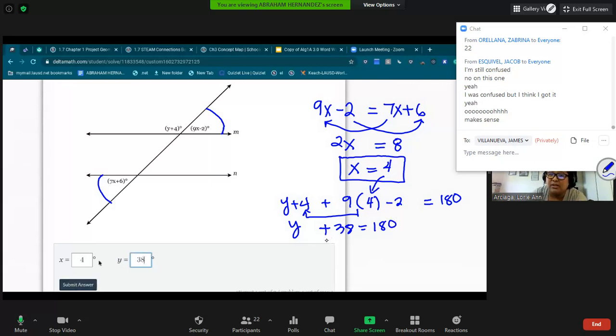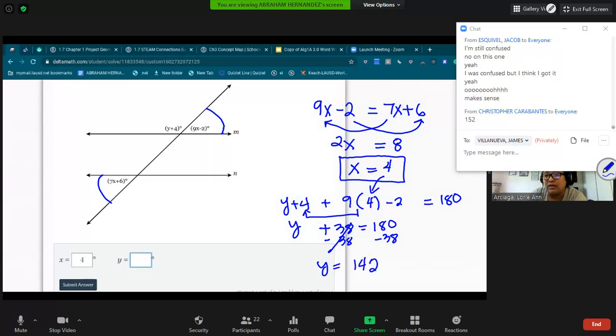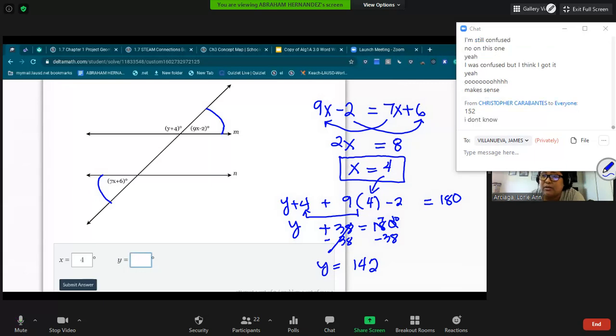After this, you're going to take away 38. Cancel that. Subtract it from here. So you will get y is equal to 140. 152? Wait, am I subtracting wrong? Change this to 10, change this to 7. 152 or 142, honey? I think it's 142, right? Yeah, because 180 minus 38. Okay.